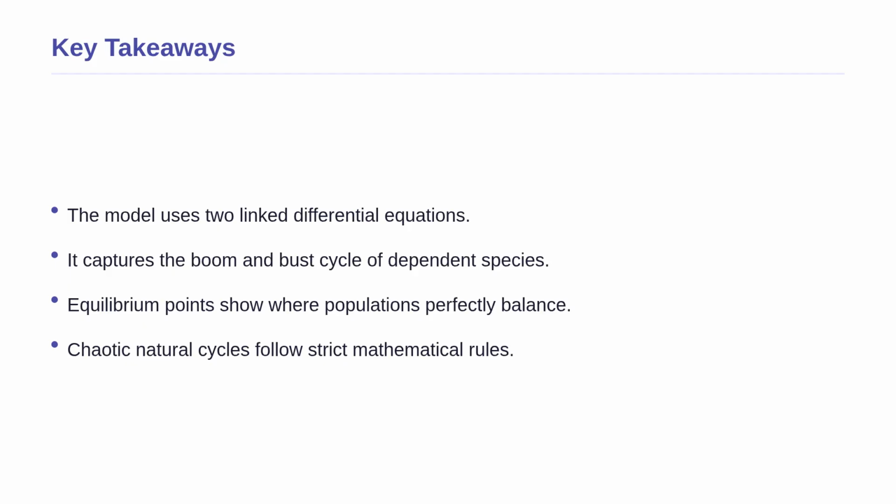To wrap up our lecture, let us review the most important ideas. The predator-prey model uses two linked differential equations to describe the endless tug-of-war between two species. By analyzing their rates of change, we can find exact equilibrium points where the ecosystem is perfectly balanced. Most importantly, this model proves that even chaotic-looking natural cycles follow strict, predictable mathematical rules. You now have the foundation to understand complex cyclic behaviors across biology, economics, and chemistry. Great job following along.